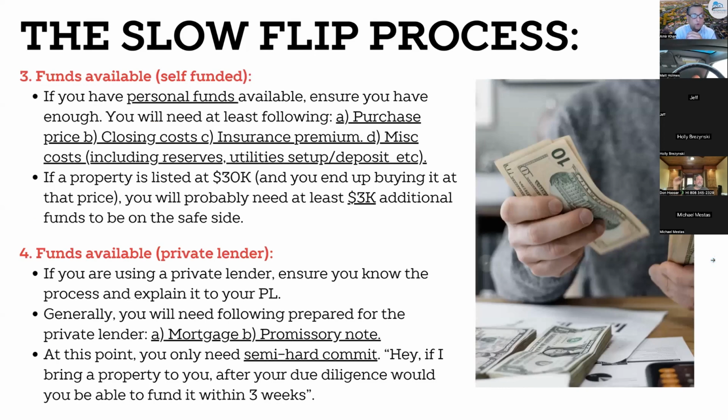Next, number 4, you should have funds available. So there are two parts of this. You are either going to self-fund it or you're going to have a private lender do it. Some people don't know this: you obviously need to have the purchase price available. You should have funds for closing costs. You should have money for the insurance premium. Insurance is paid upfront for the whole year, so you would have to have that. And there are miscellaneous costs. Whether you keep reserves or not, you do need to keep budget for them.